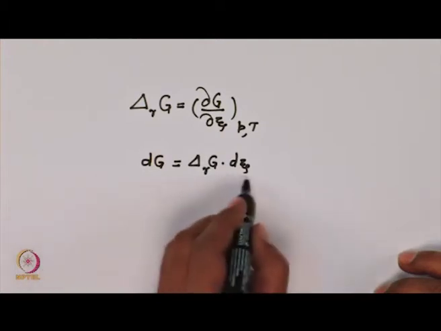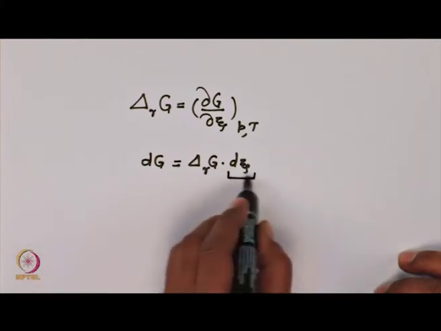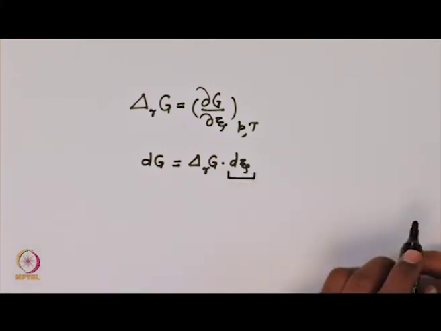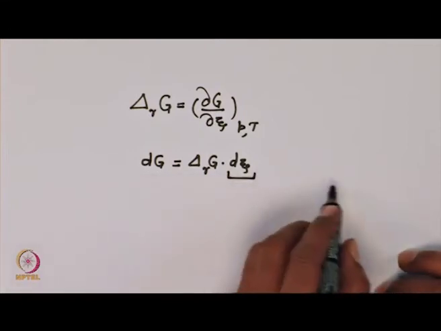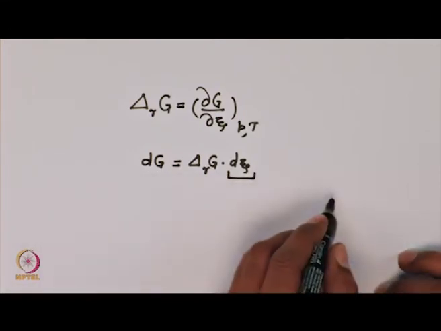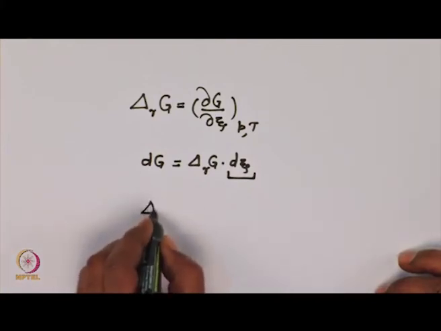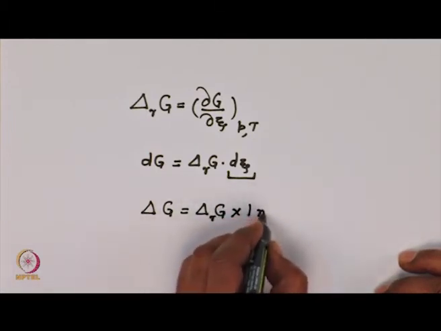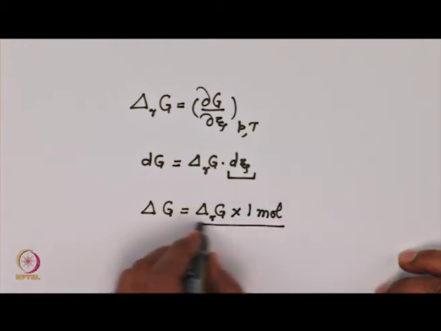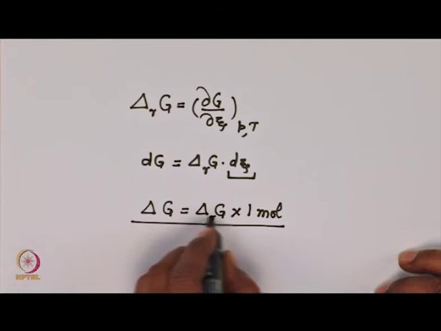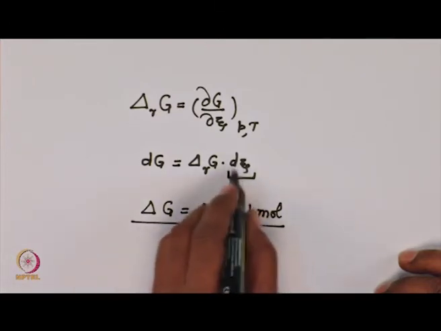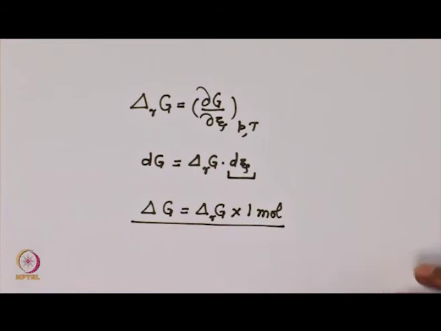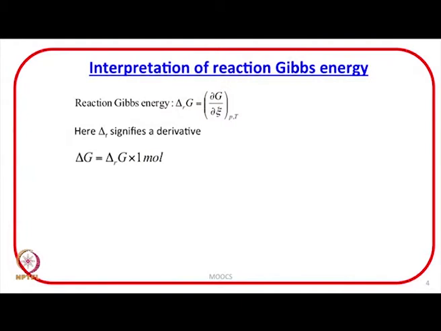So, obviously, when dXi is equal to 1, if I integrate from 0 to 1, then I can write delta G is equal to delta Rg into 1 mole. The difference is connected to the slope when we are talking about dXi equal to 1 mole, when 1 mole of the reactant has been converted to 1 mole of the product. That is what is mentioned on this slide.